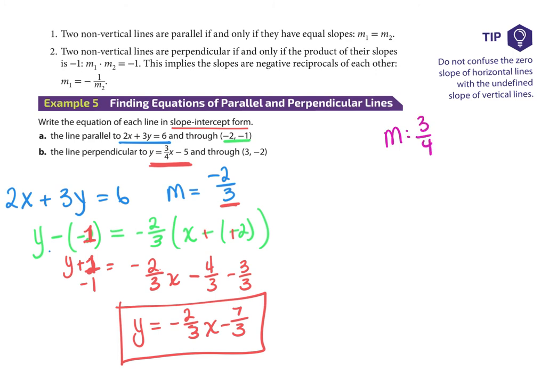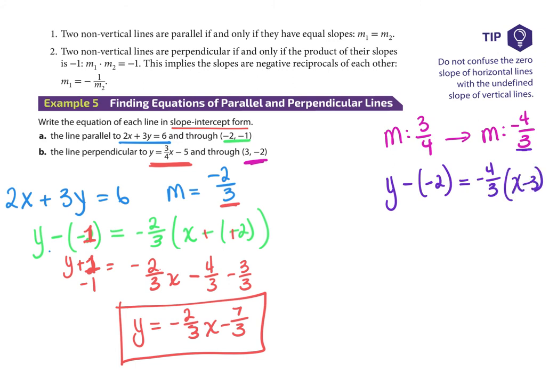Perpendicular means I need to do what? So my new line is going to have a slope of what? Yeah, I need to flip it and I need to change the sign. And then I am going to do exactly what I did before with this point. Y minus, what is my y value? -2 equals m, the slope of my perpendicular line, -4/3, x minus 3.